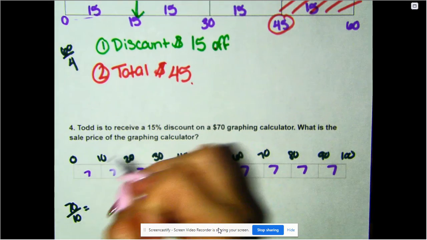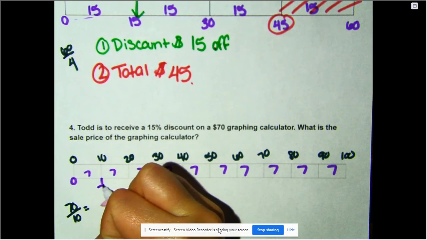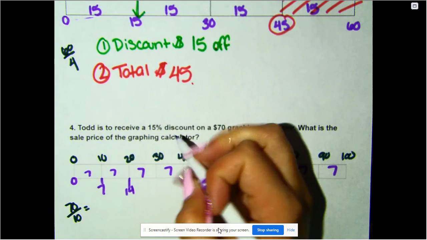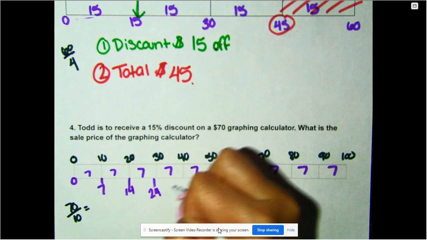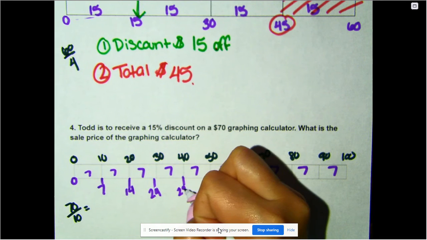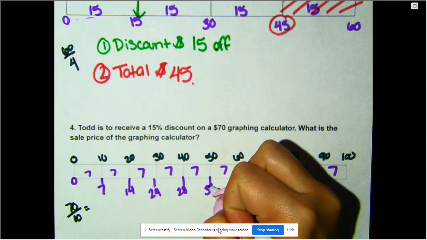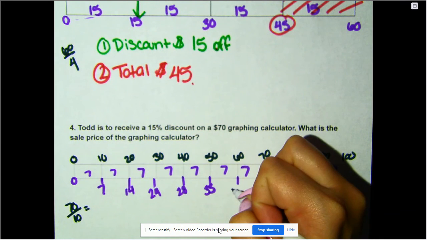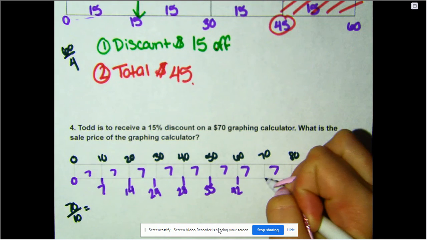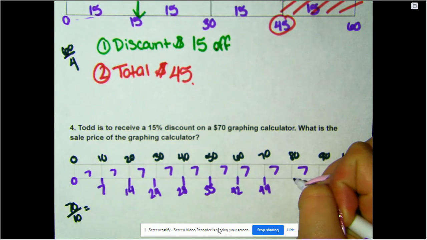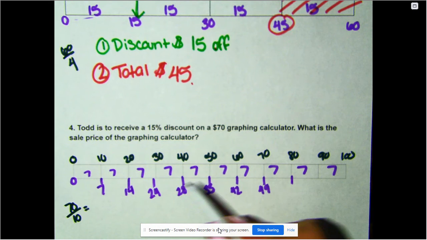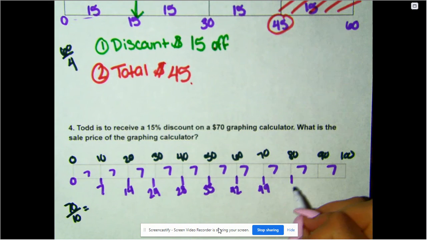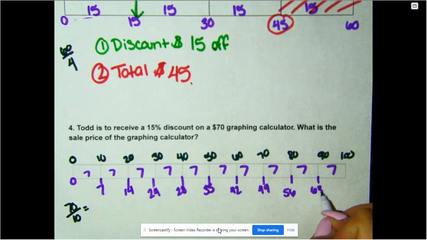So then if I go through and put my totals, that would be 0, 7, 14, 21, 28, 35, 42, 49, and again, I'm just multiplying and adding a 7 each time to get the numbers down below. 56, 63, and then 70.